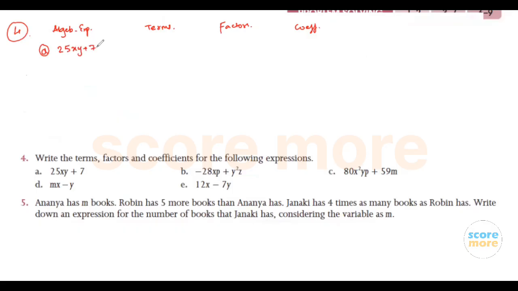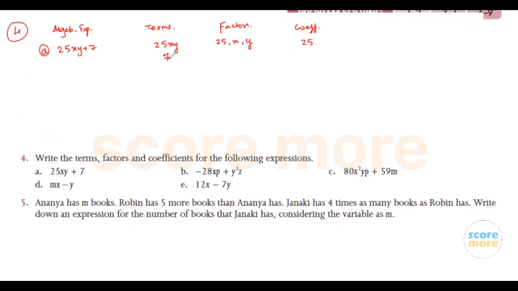25xy plus 7. So there are two terms in this. First term is 25xy and second term is 7. 25xy ke factors we have to find out. So it will be 25x and y. Now in this case, iska coefficient, we are talking only about the numerical coefficient. So in this case, coefficient is 25. Remember, we are talking only about the numerical coefficient.